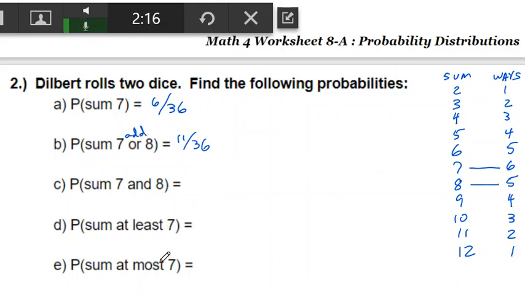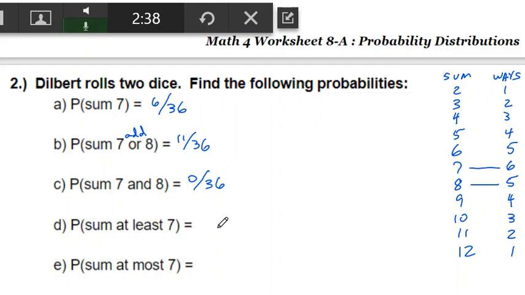Probability of throwing a sum of 7 and 8. Now remember, and is a case where they overlap. How can you roll a 7 and an 8 at the same time with 2 standard dice? And the answer is you can't. That is 0 out of 36.